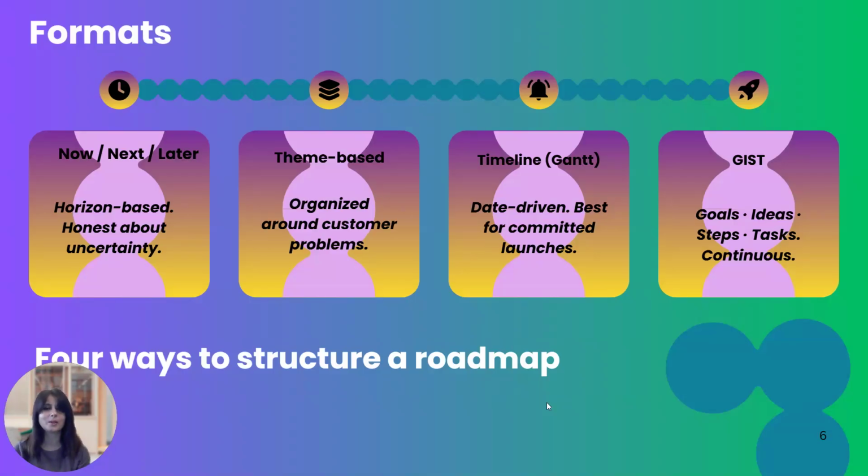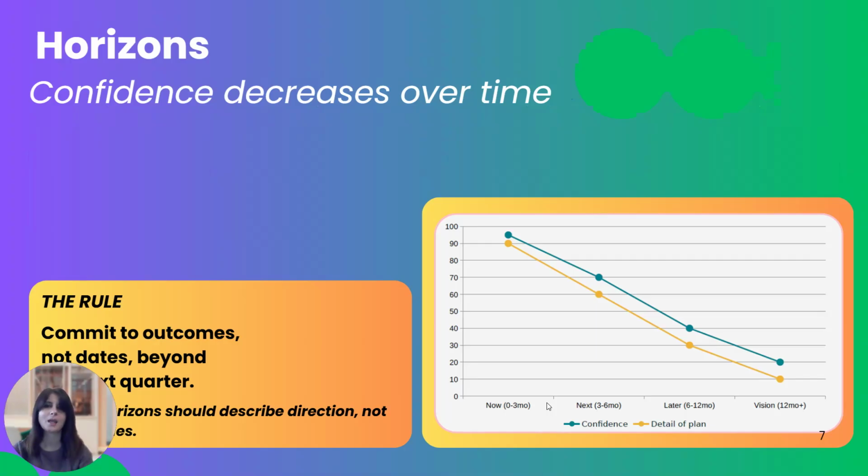The formats would be time-based. There are four ways to structure the roadmap. The first would be the timeline, like now, next, later, what's going to carry behind. It's horizon-based and honest about uncertainty. The theme-based is organized around customer problems. The timeline, the Gantt, is always about being data-driven, and the last is about goals, ideas, steps, and tasks, and it carries a continuous process.